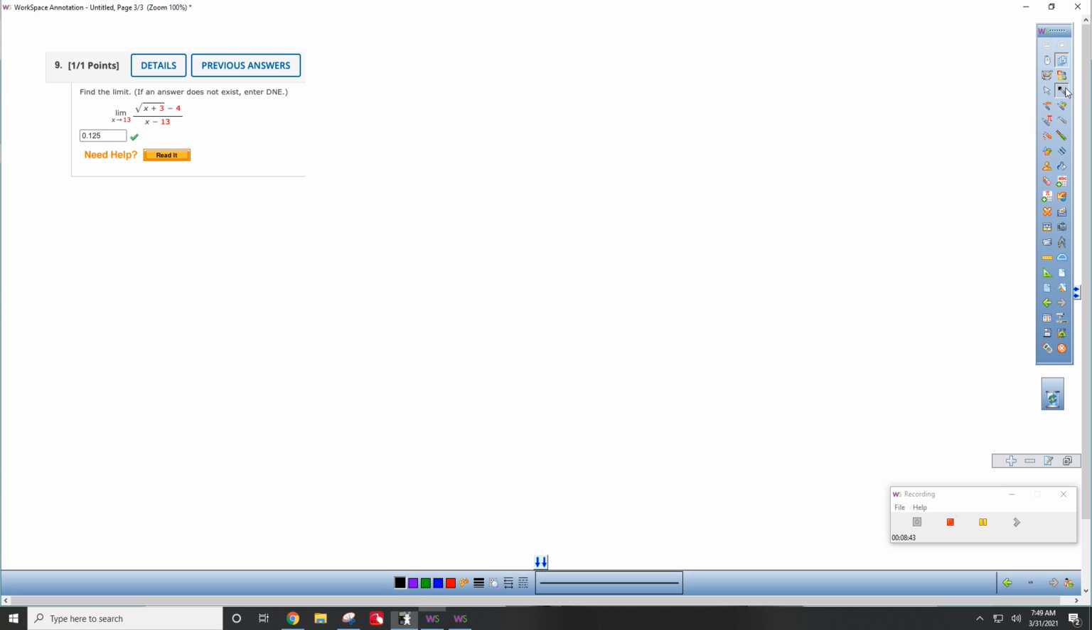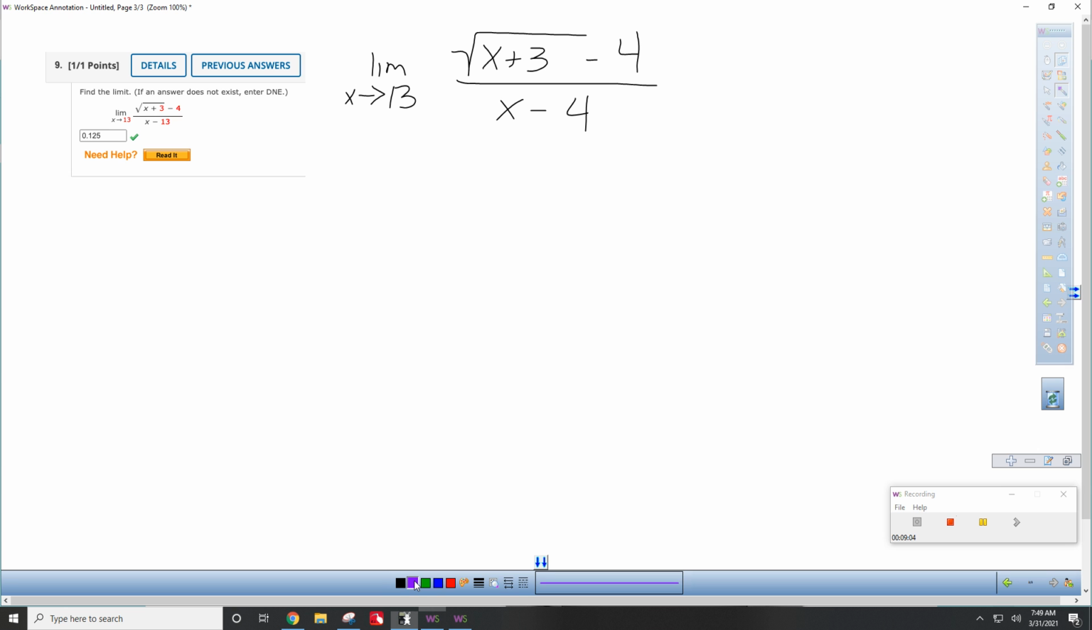Okay? You've got this same scenario that we always have. We cannot put 13 in for our x because it's going to make us divide by 0. So we've got to make this equation look different. And the way you do it is to actually multiply by the conjugate on the top. So I'm going to multiply by radical x plus 3 plus 4 over radical x plus 3 plus 4.